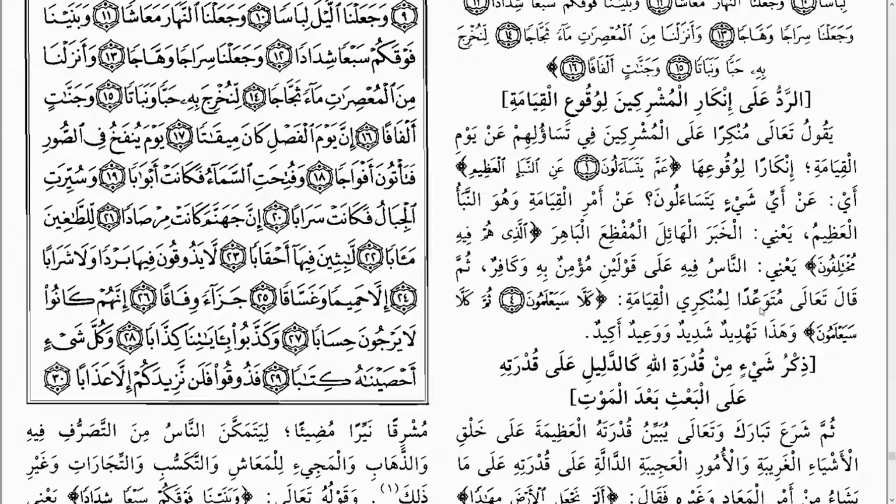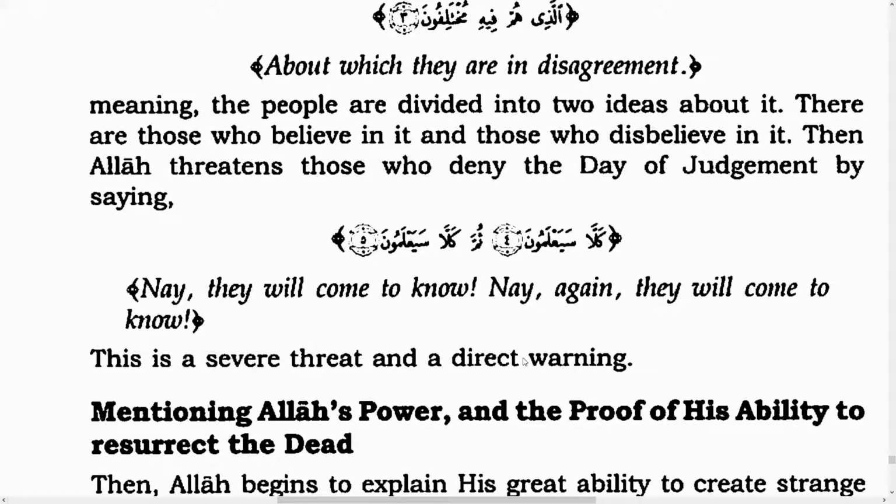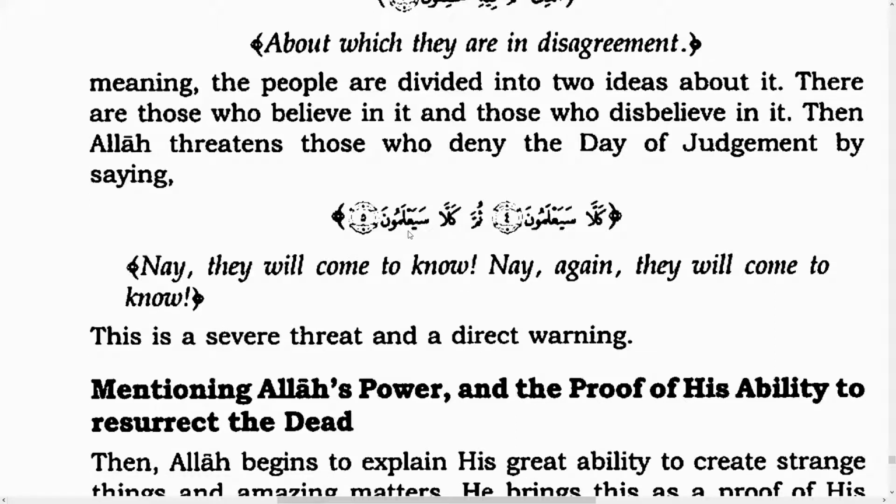threatening those who deny the Day of Judgment: kalla sayalamun, thumma kalla sayalamun, nay, they shall know. Again Allah says thumma kalla. This is a severe threat, a great threat to the people. Wa'id is a warning. Thumma kalla sayalamun. He denies, because Allah is repeating: thumma, soon they shall know. It is going to happen.